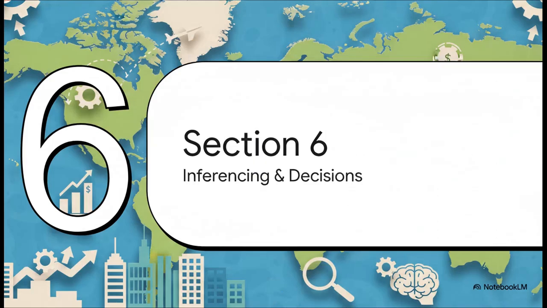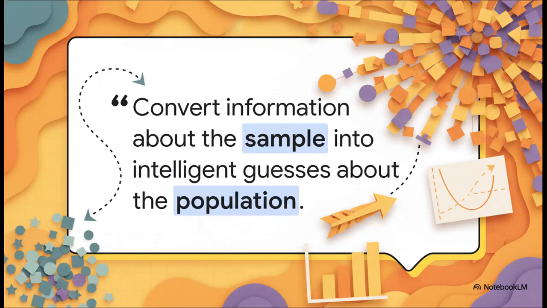Finally, Section 6. Inferencing and professional decisions. When you think about it, everything we've talked about today, picking an unbiased sample, charting it out on a Lorenz curve, fixing the mean, it all leads directly to this, inferential statistics. This is the whole reason we do the math. Inferential statistics allow researchers to take information from a tiny sample and convert it into highly intelligent, mathematically reliable guesses about a giant population. The real question in estimation isn't whether our guess is 100% flawlessly correct.